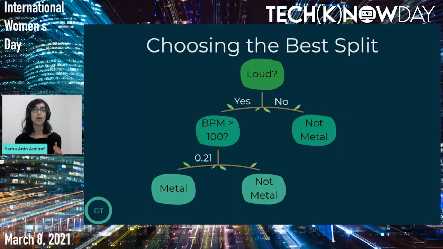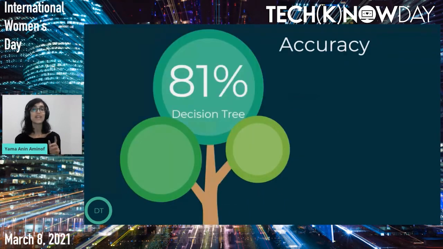So now that we know how to build a decision tree, let's see how it performs on our classification problem. Remember that it's classifying songs into 4 genres and not just metal. So we got 81% accuracy, which is very nice. But can we do better than that?